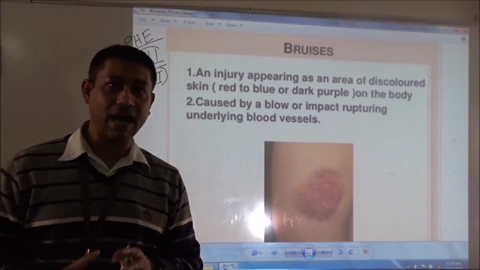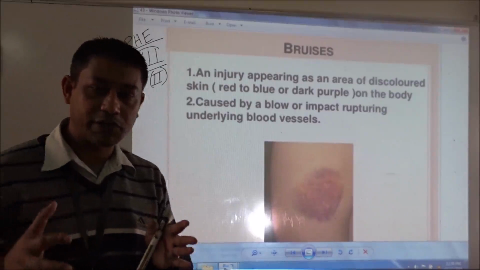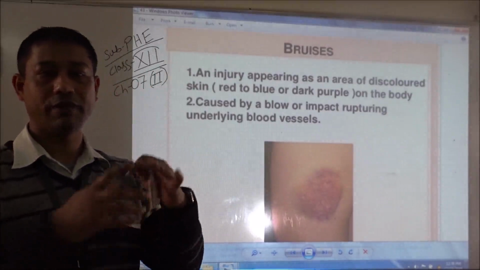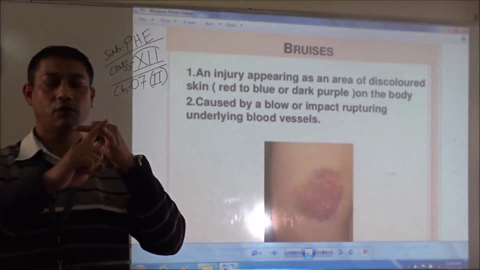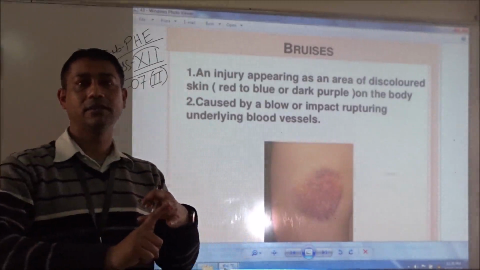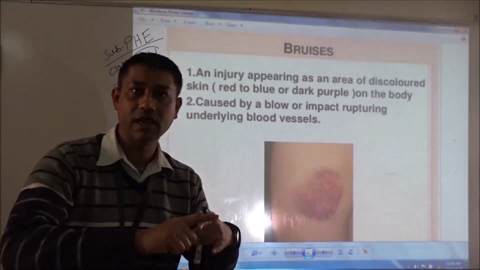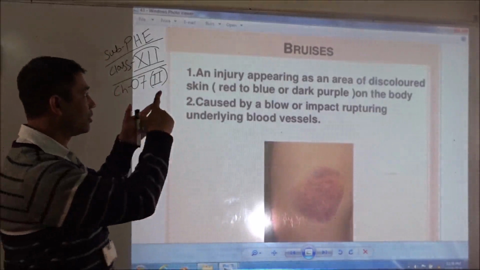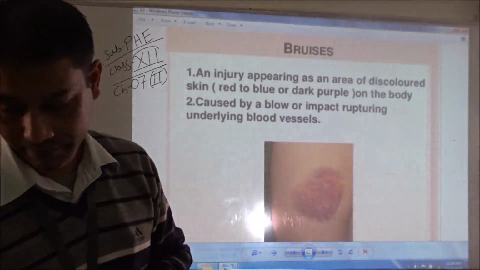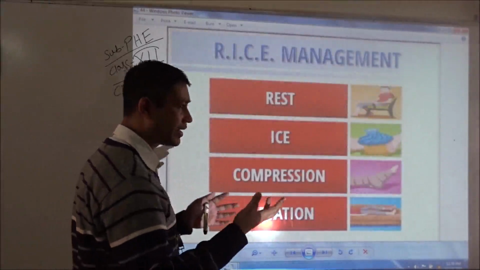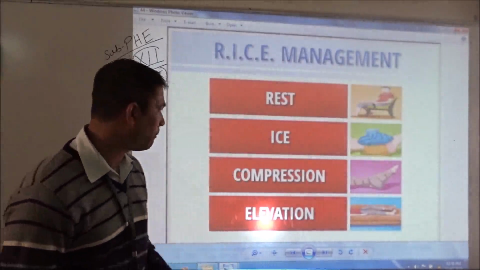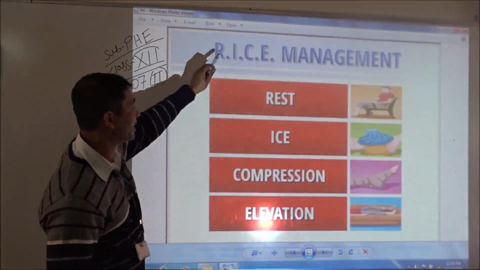So these are the soft tissue injuries that we have discussed right now, students. We have discussed contusion, strain, sprain, abrasion, and we have also discussed bruises. So these are the five types of soft tissue injuries. Next, how to manage soft tissue injuries? The best method, students, is RICE management.